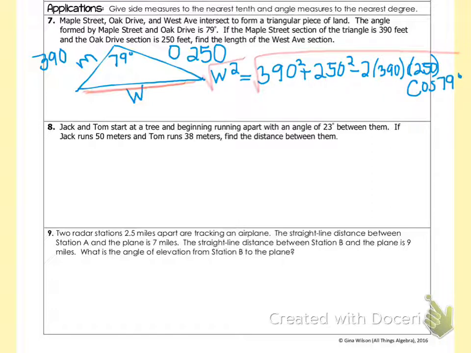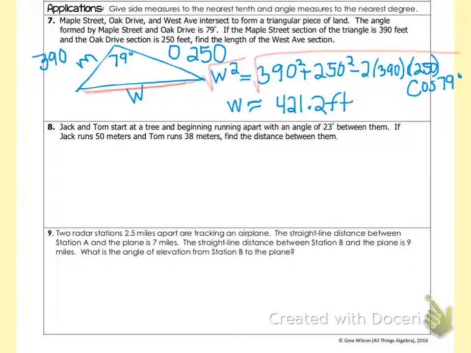So we just go to our calculator, and if you want to pause the video now, I'm going to pause and calculate this. You can do the same and just make sure you're getting an accurate value when you type in your calculator. So go ahead and pause the video now, and we'll find out how long West Avenue is. I got that West Avenue was approximately 421.2, and the unit was feet, so it's 421.2 feet long. Let's look at number 8.